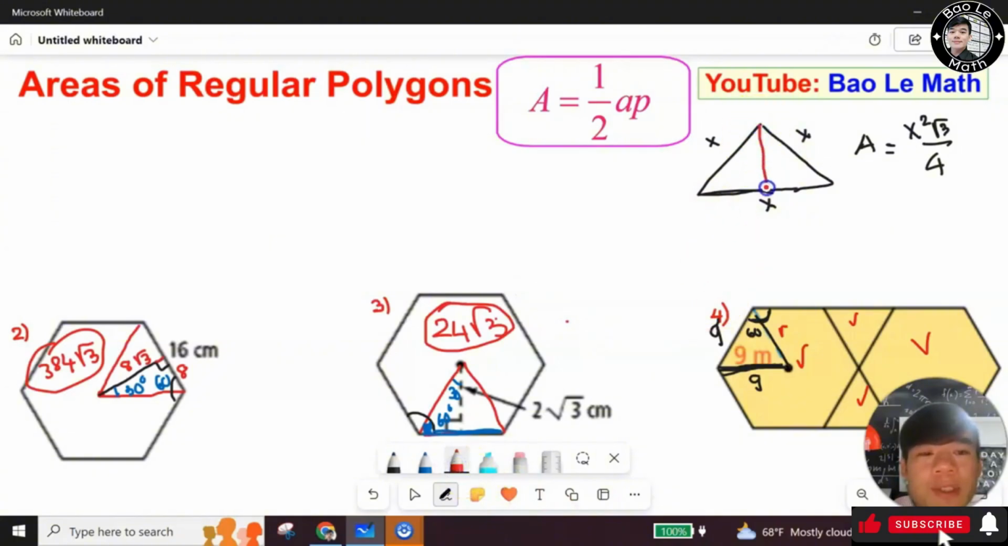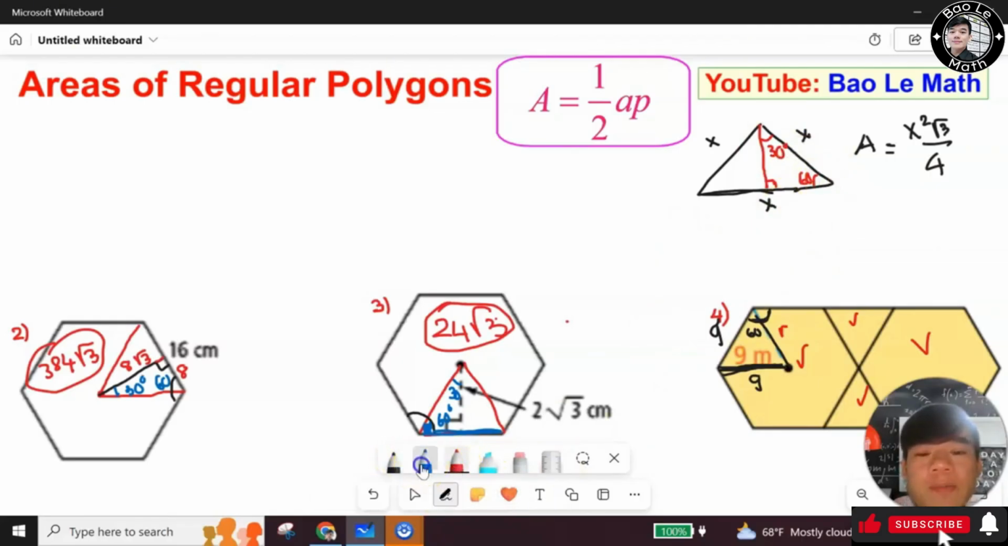So I draw the altitude right here. I need to calculate the height right here, so I use the trig ratio in the right triangle. This is 60, this is 30. You can use the 30, 60, 90 degree triangle. Either way works.